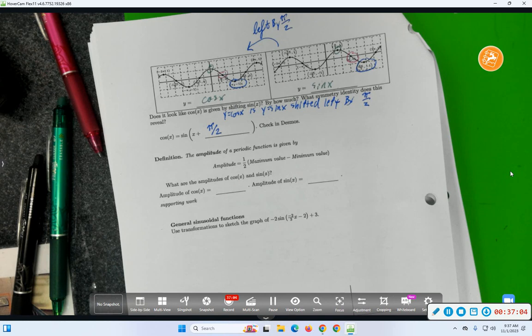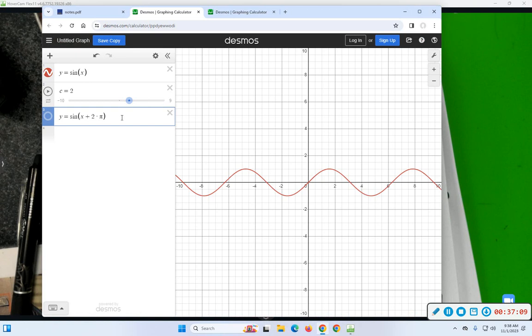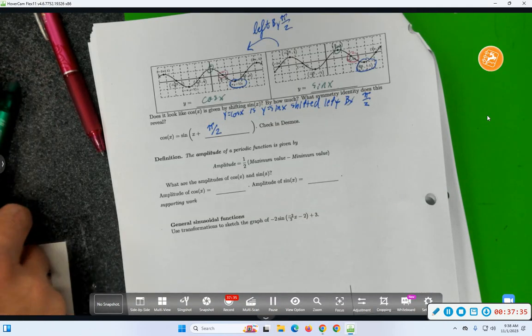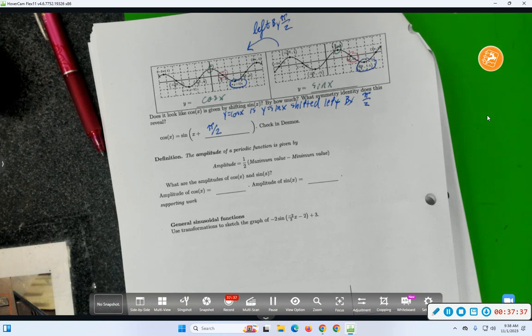Let's do a quick check. There's sine of x already. Sine of x plus pi over 2. Let's have it actually graph. Here also is the cosine of x. Seem to be the same graph? All right, and we already knew they should be, but it's nice to do a bunch of computations to check.